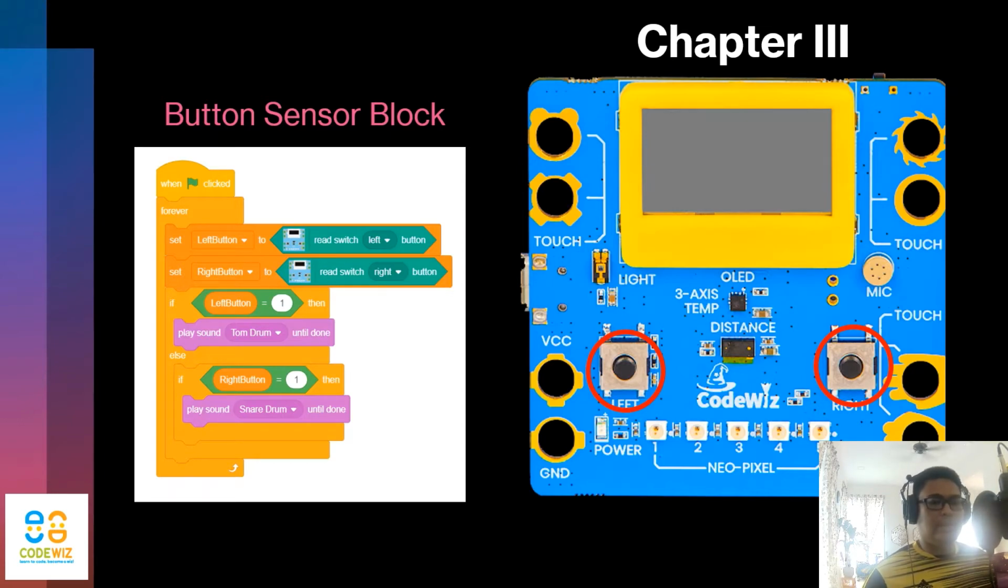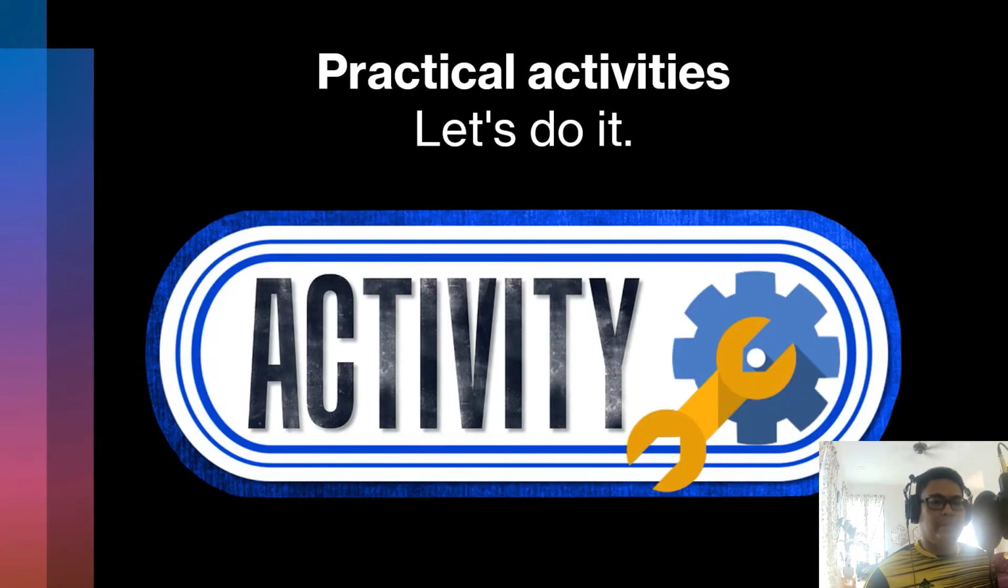The red circle here shows our button sensor block. The button sensor block can be used with various other sensors. So let's look at the video on how to make the code and how the sprites act.